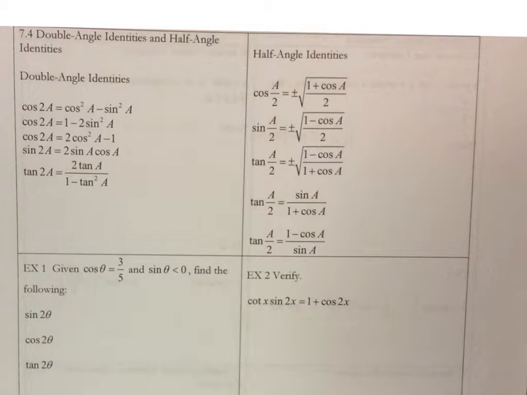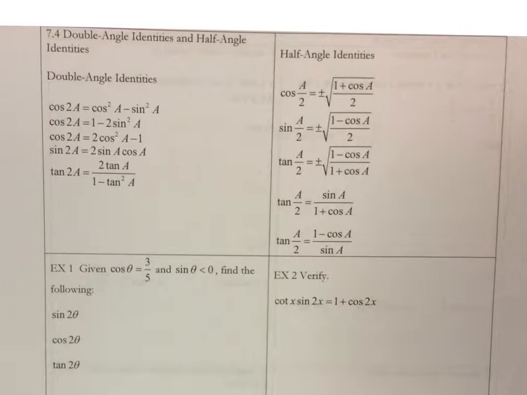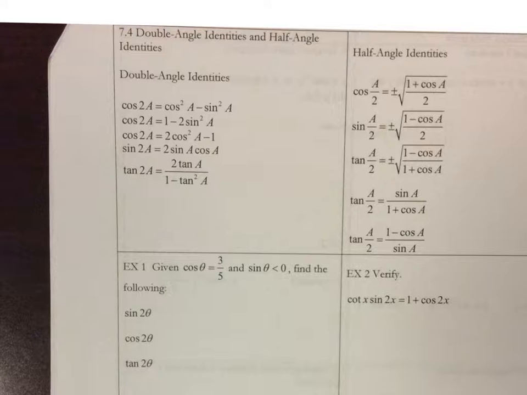So in 7.4 we learn a few more identities and then look at how to apply them. Most of this section will deal with what are called double angle identities, which are these identities over here on the left side of your notes. And then we have also half angle identities.